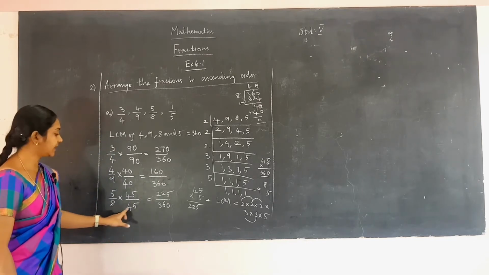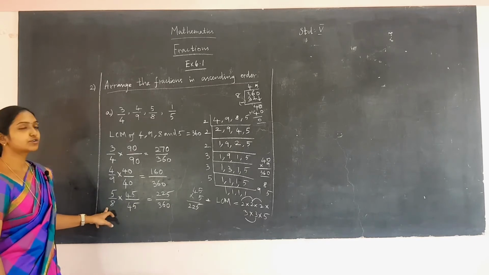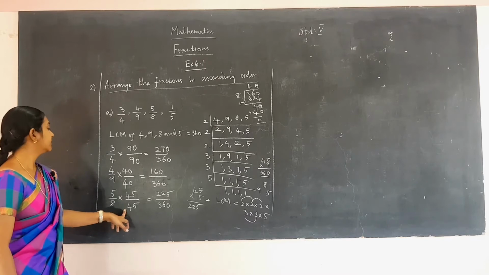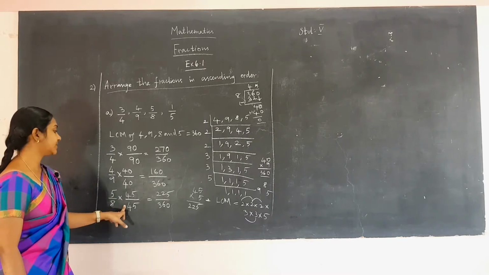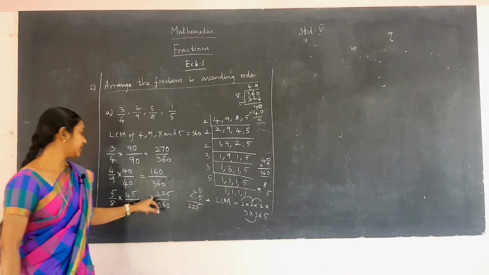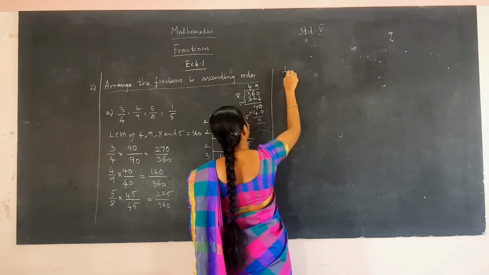If we can't find this number, we have to divide 360 by 5. The quotient we have got is 45. So we have to multiply it with 45 in the numerator and denominator. We have got 360 in the denominator and in the numerator we have got 225. Next, 1 by 5.